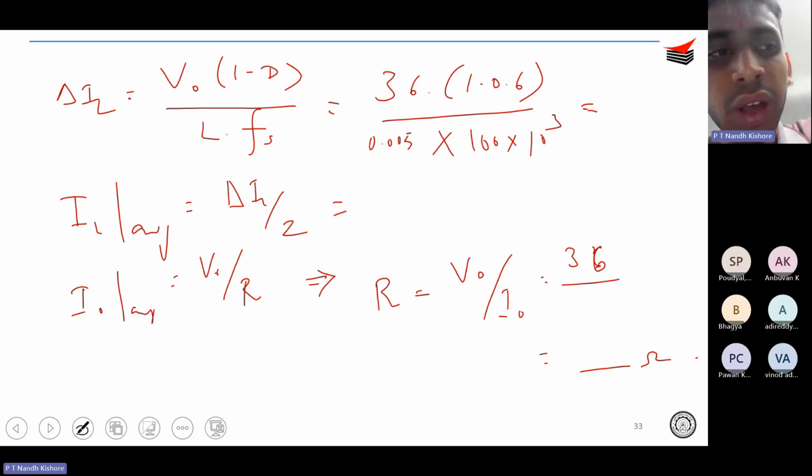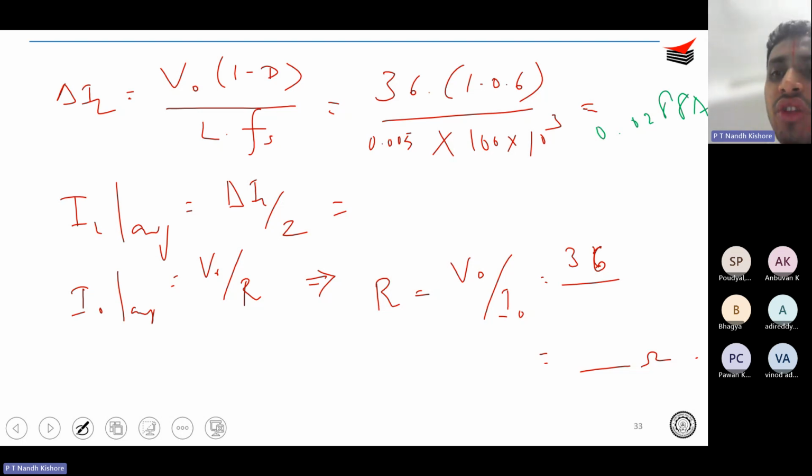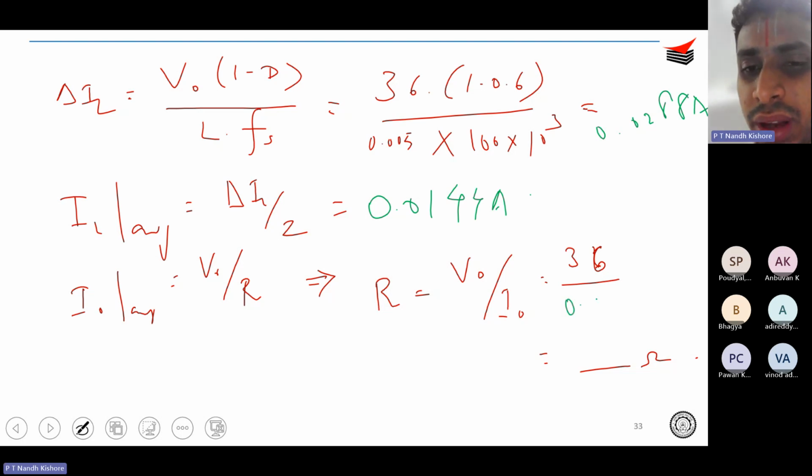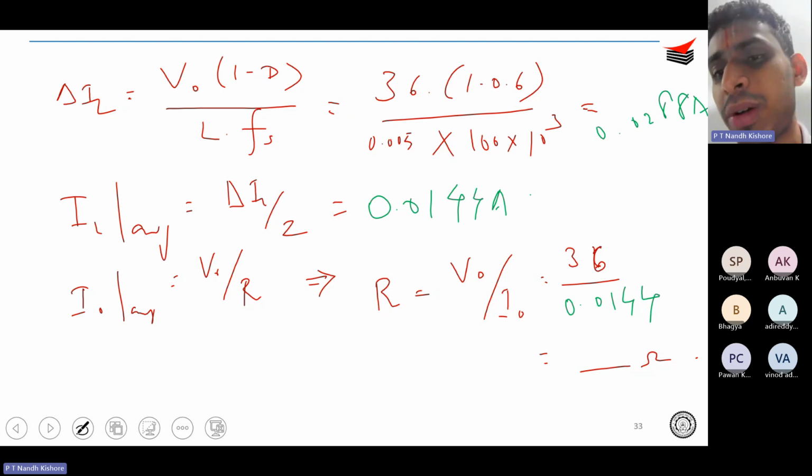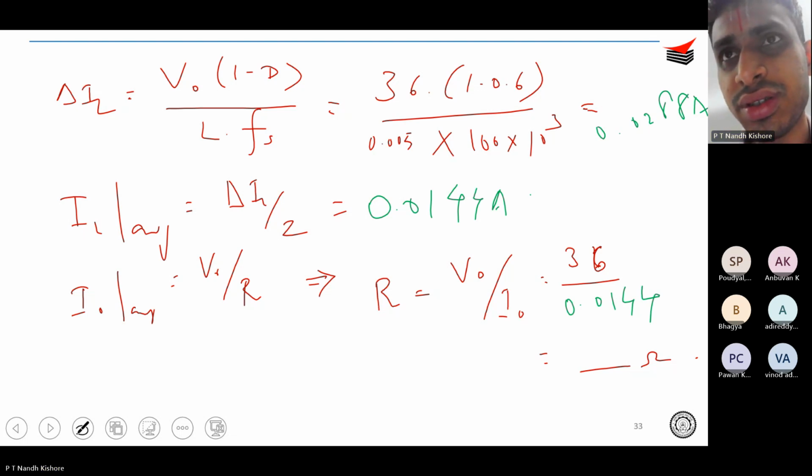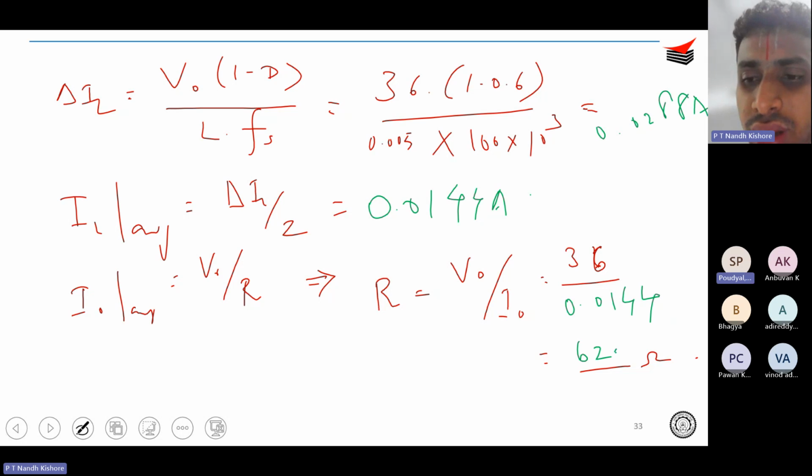0.0288. Okay, so this is your delta IL, and then your IL average will be 0.0144 amperes. Correct? So 36 divided by 0.0144. How much are you getting? 625. 625, sir. Okay.